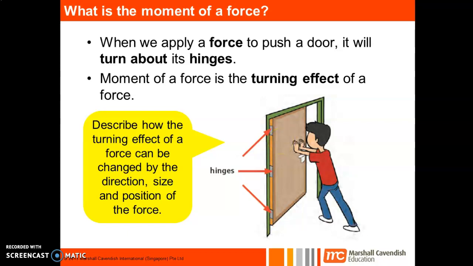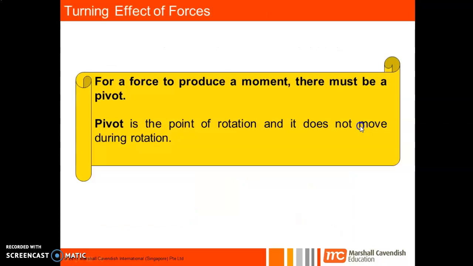I believe that after you try, you should know that if I'm nearer to the hinges, I'll need a larger force. If I'm further away, I'll need a smaller force. This is an important concept which you might want to take note of.